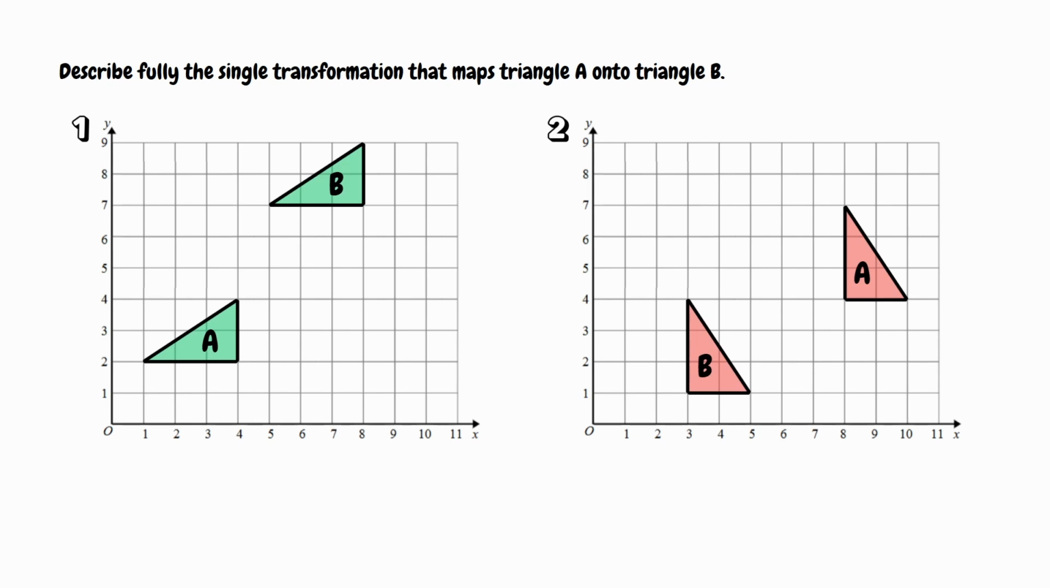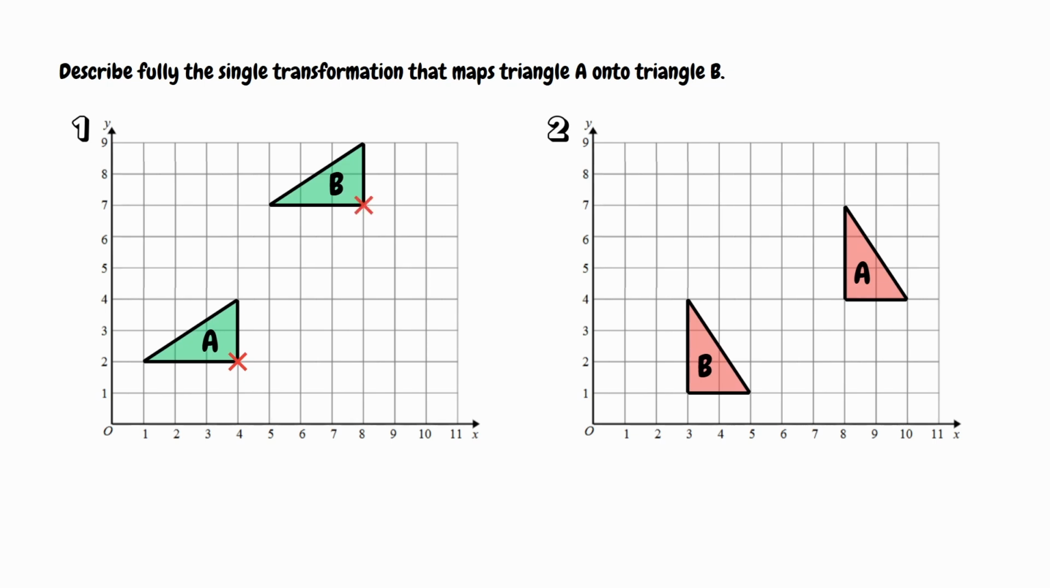Okay, so for both of these questions, we need to again describe fully the single transformation that maps triangle A onto triangle B. And again, we know they're both going to be translations, as we can see that the triangles have just been shifted. They've either been moved left or right, then up or down. So for question 1, I need to find the vector from triangle A to triangle B. So I need to pick a point for A, so I'm going to start with the bottom right corner. So I need to pick the corresponding point for B.